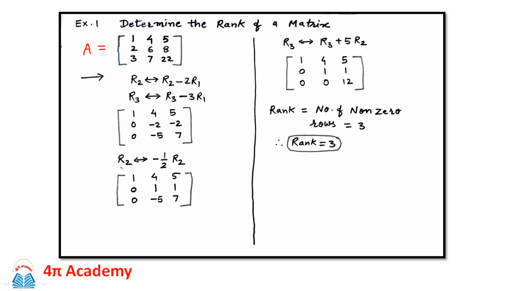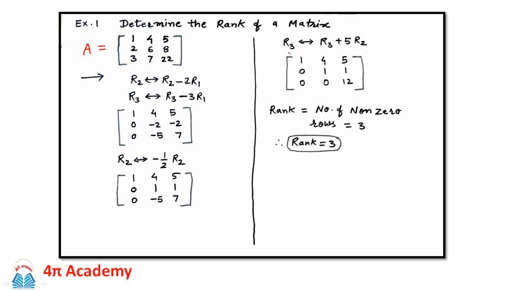Then perform one more row operation, that R2 is now replaced by minus half of R2. So the first row remains as it is, that is 1 4 5. Now R2 is replaced by minus half of R2, so this is 0. Then minus becomes plus, and this becomes 1. Then minus half into minus 2, so that is again equal to 1. R3 remains as it is.